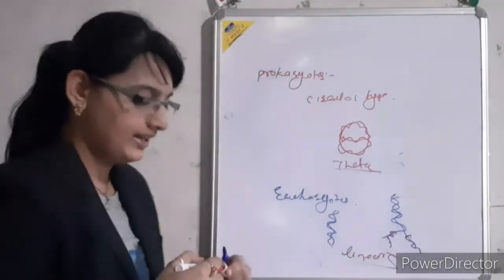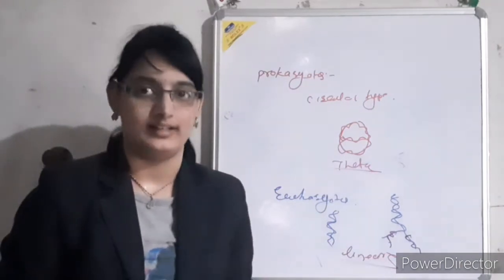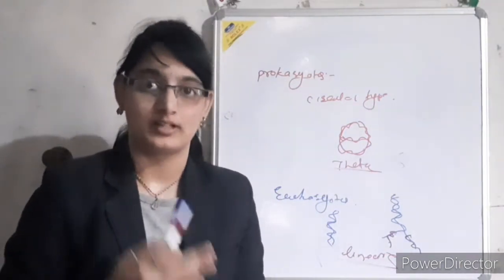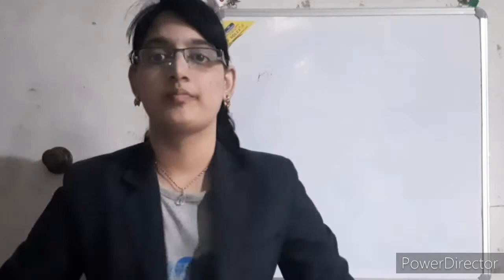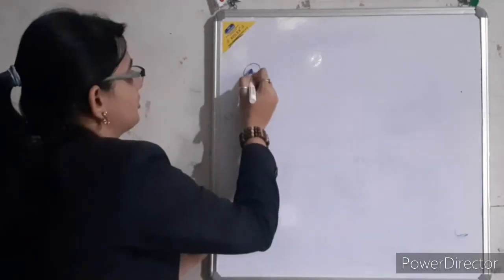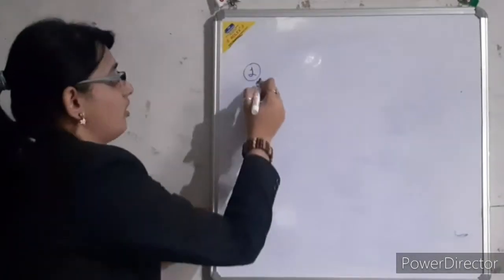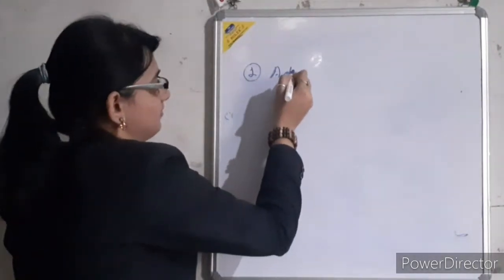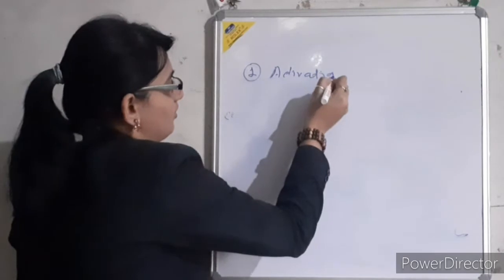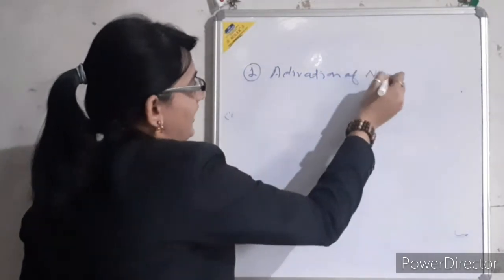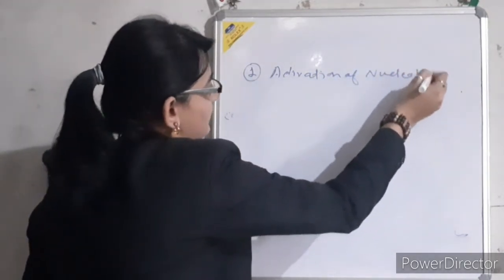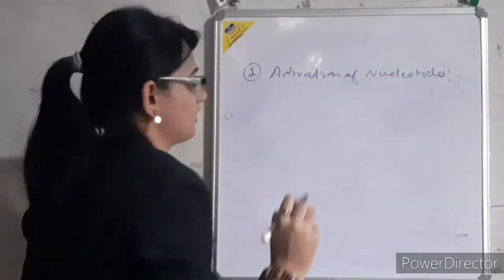So we will see the DNA replication process in detail, step by step, with the complete mechanism. Now we are going towards the mechanism of DNA replication. The first phase in the process of DNA replication is the activation of nucleotides.